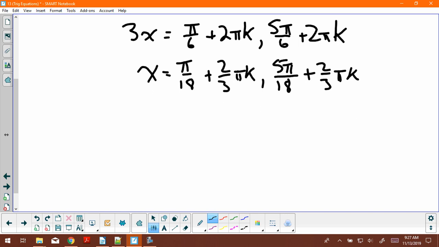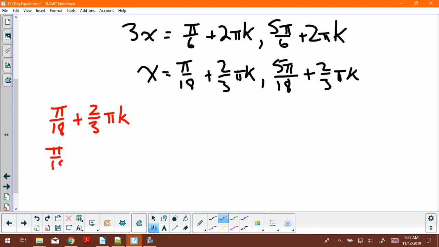Because we said we wanted this to be between negative pi and pi. So I'll show you the idea. I'm not going to go through every single piece here because it'll take a while. But let's start with the first one. I had pi over 18 plus 2/3 pi k. So let's see what happens when k is equal to 1.